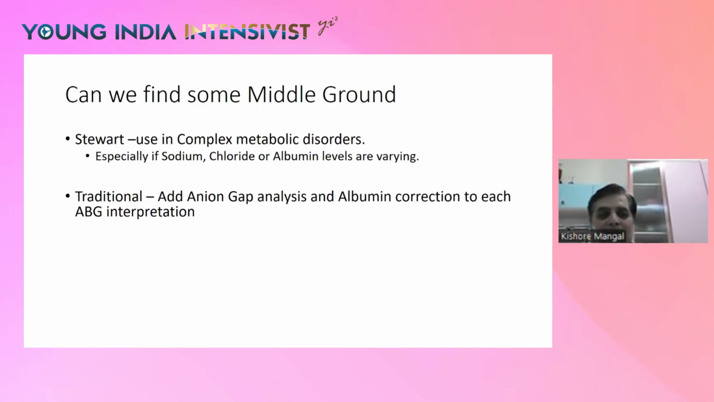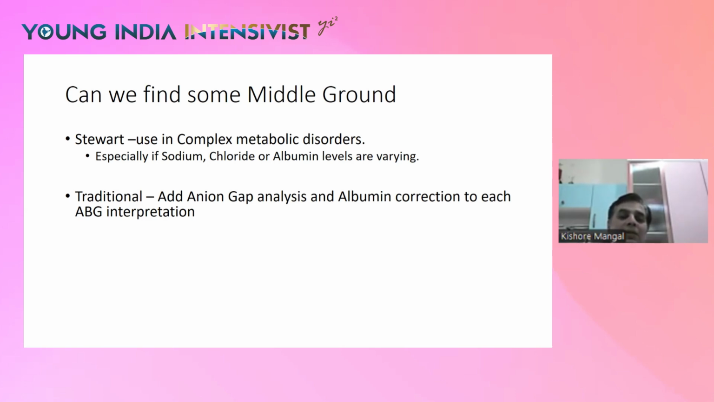So if we have these three things, which we have for most of us, we can find some middle ground. If we cannot calculate all the equations, and we cannot remember all the equations, especially in complex metabolic disorders, and we see that there are sodium, chloride or albumin levels which are varying, definitely Stewart's approach will be able to guide us better, and it is going to help us find the basic mechanism which is causing the problem.